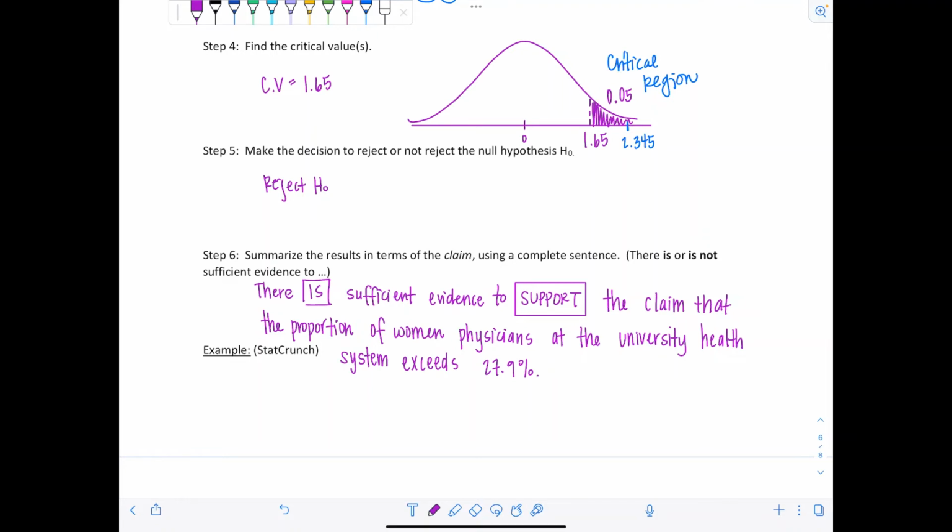Okay. All right, so we cranked one out by hand. Now let's hop into Statcrunch. I'll show you how to do a hypothesis test in there.